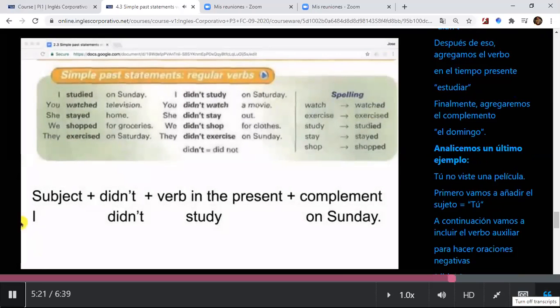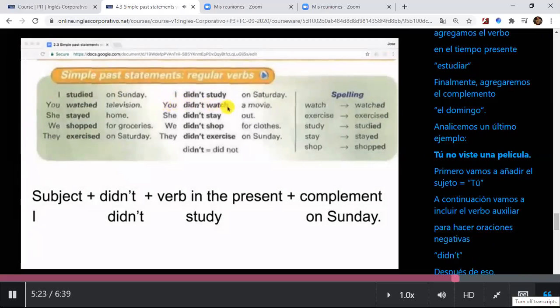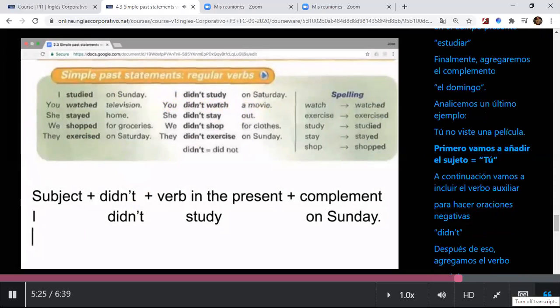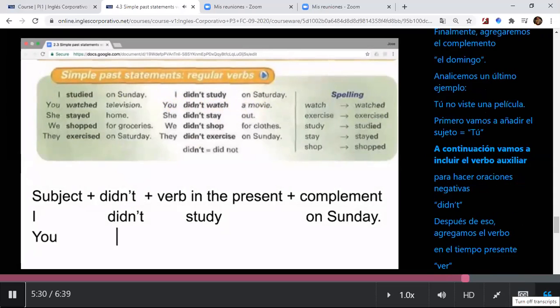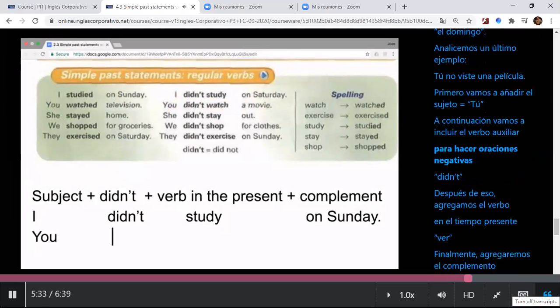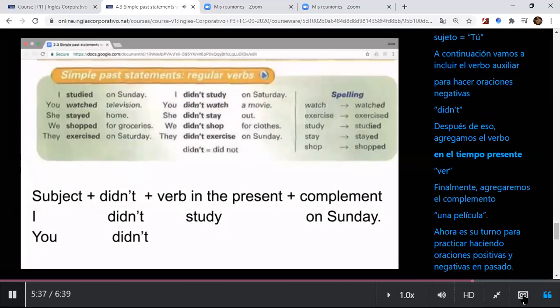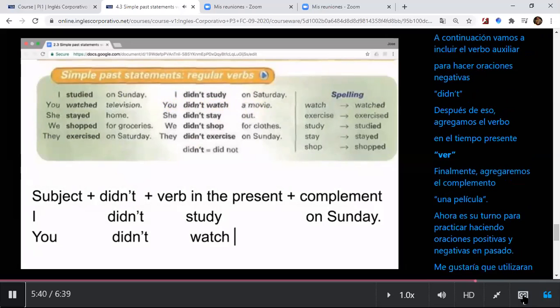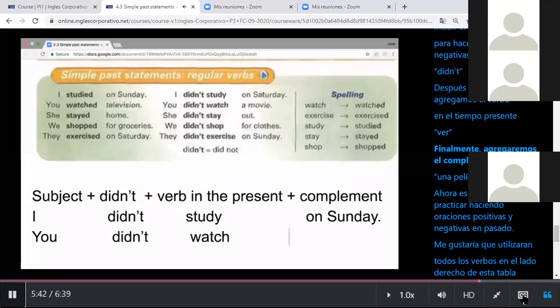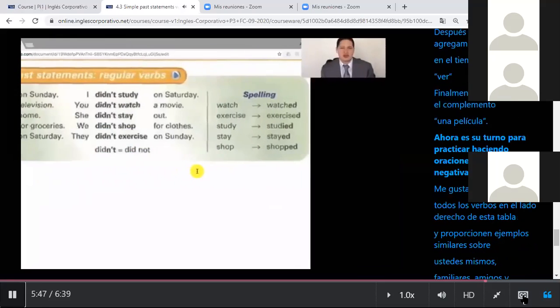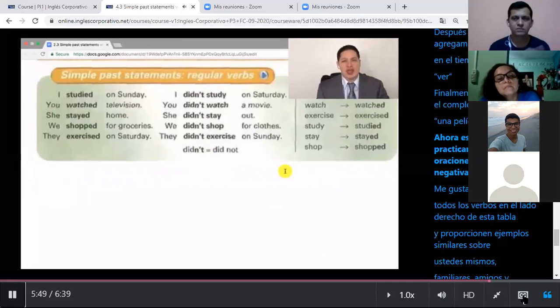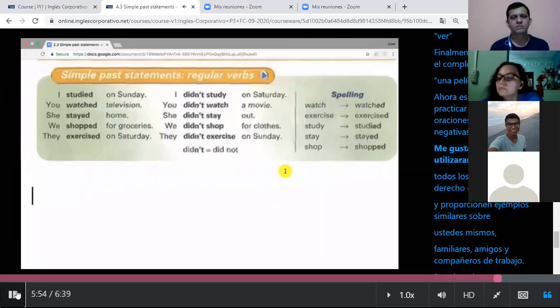Let's analyze one last example. You didn't watch a movie. First, we will add the subject, you. Next, we will include the auxiliary verb to make negative statements, didn't. After that, we add the verb in the present tense, watch. Finally, we will add the complement, a movie. Now it's your turn to practice making positive and negative statements in the past tense. I would like for you to use.